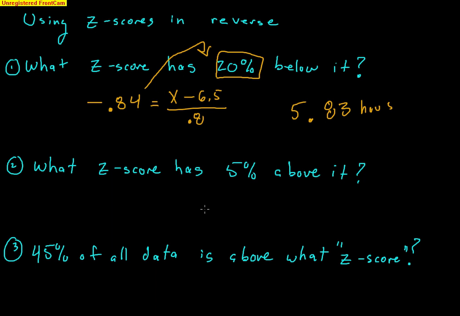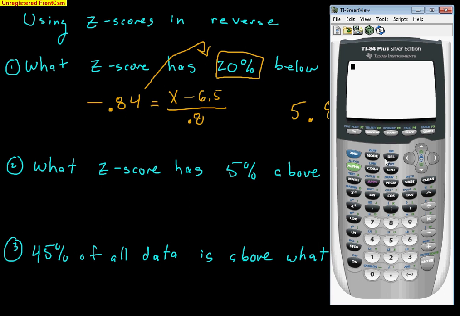Okay, how about this one? What z-score has 5% above it? Now, we've got to be careful here because it says above. invNorm only accepts percents below. So you have to understand that if I'm talking about the upper 5%, that is the same thing as talking about the lower 95%. It's the same value. The same value has 5% above it as has 95% below it.